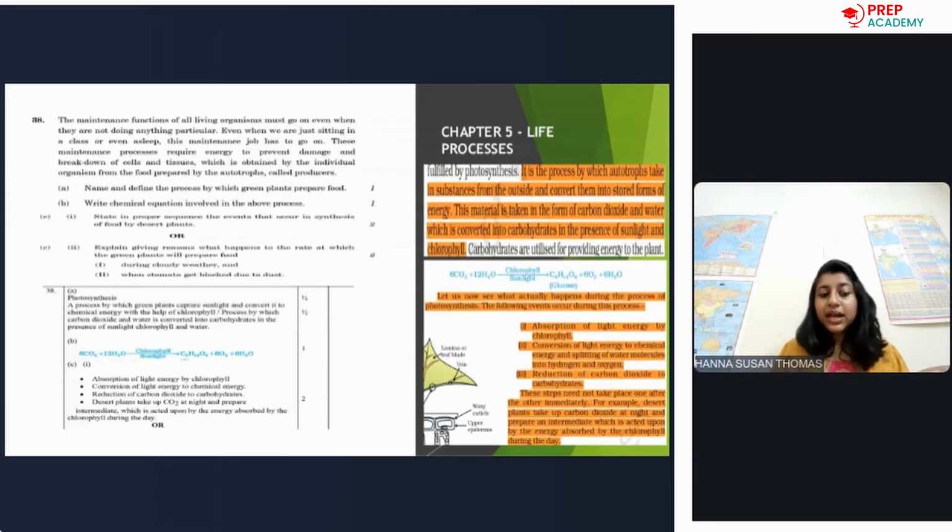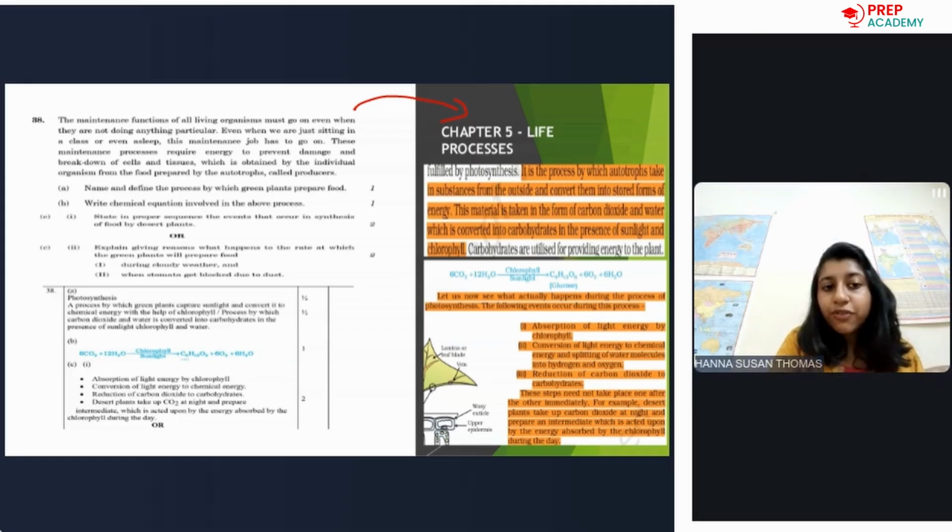Okay. Then comes our final question with regards to biology under this set number 1. And this question comprises of 4 marks. Okay, 4 marks. And this question is taken from chapter 5, life processes. So let's read the question.